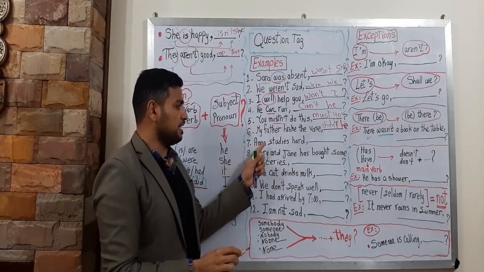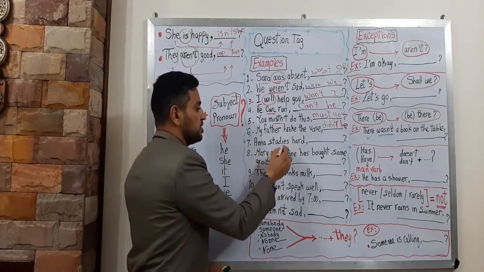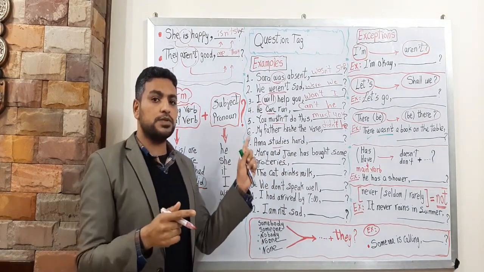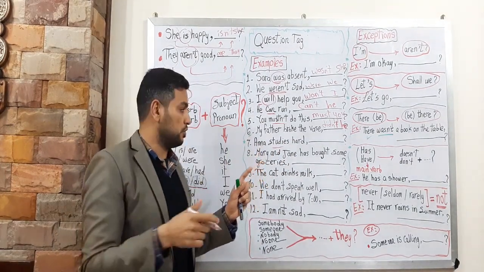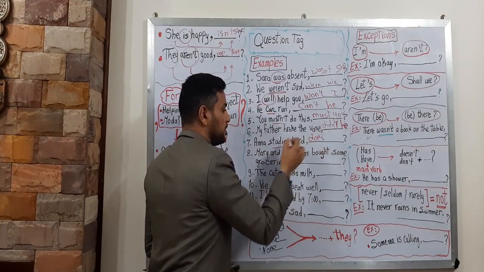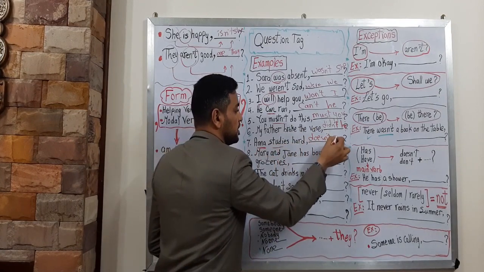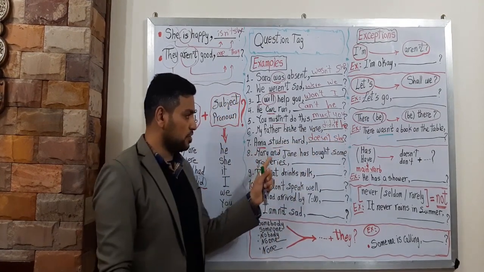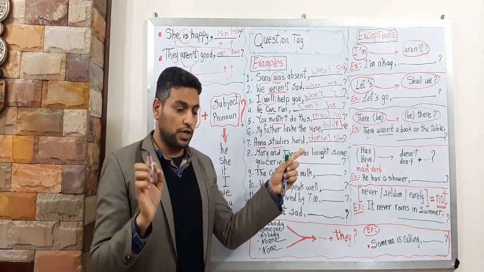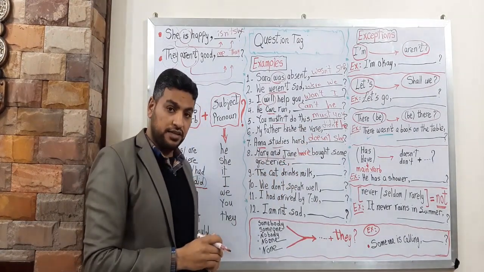Number 7, Anna studies hard. The sentence is a present simple, so the helping verb is do or does. But here Anna is singular, so we say does, and the same, not doesn't. Anna is a girl, so it will be doesn't she. Don't write or say doesn't Anna, okay? Just say the subject pronoun: she. Doesn't she.